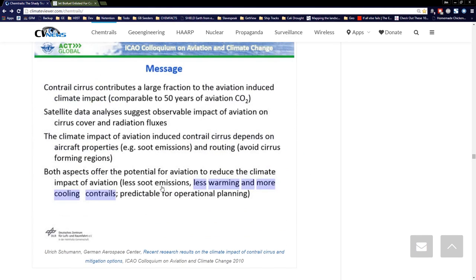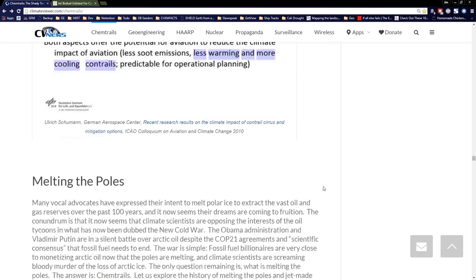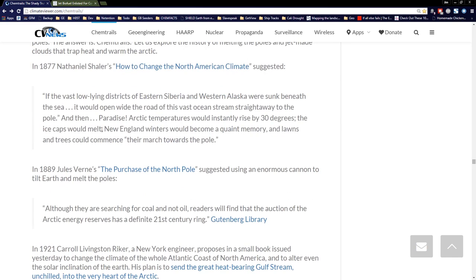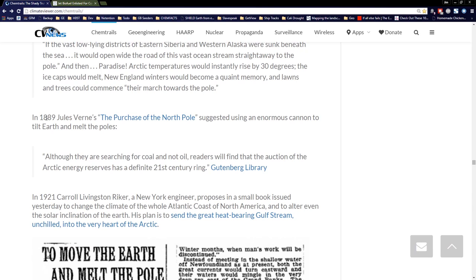So that's why you see here, this guy saying less soot, but the Air Force saying more soot. Let's do some weather modification with that stuff. So here's your references for that. 1877, Nathaniel Shaler said, and how to change the North American climate, let's send some unchilled water up there. And New England winters would become a quaint memory, and lawns and trees could commence their march towards the poles. Yeah, we want to melt the poles there.